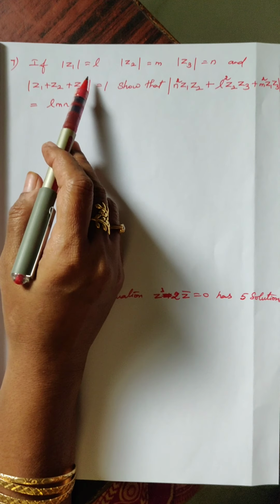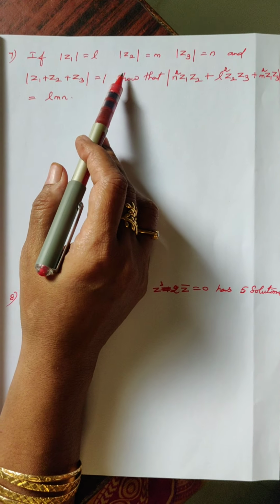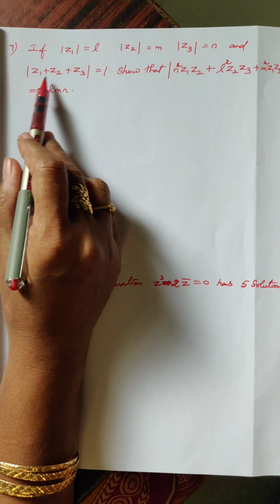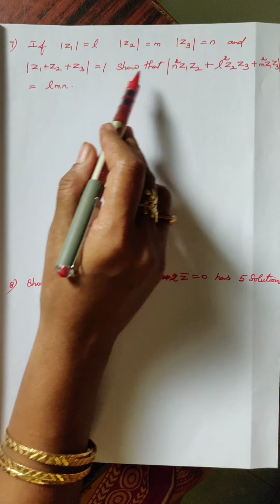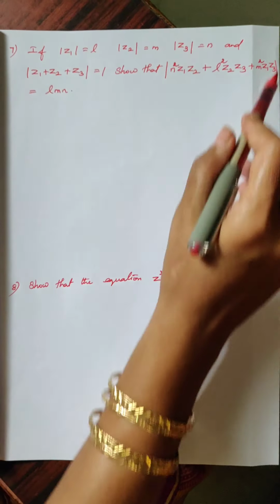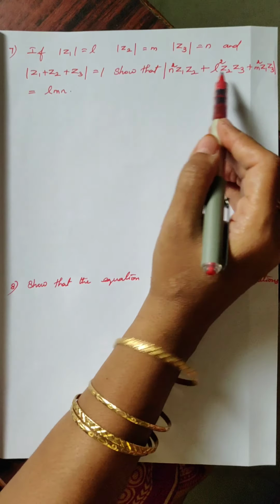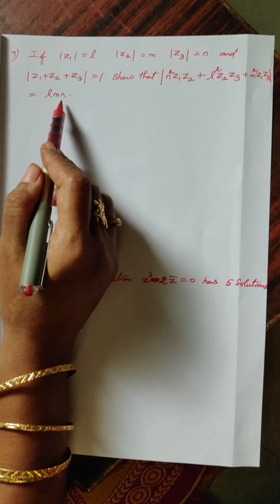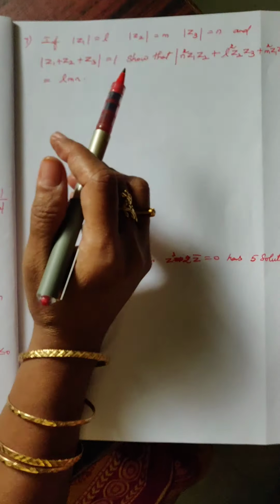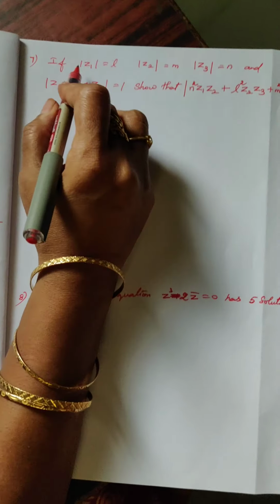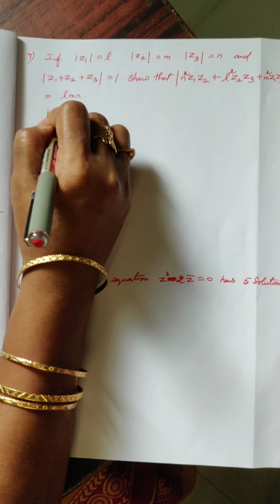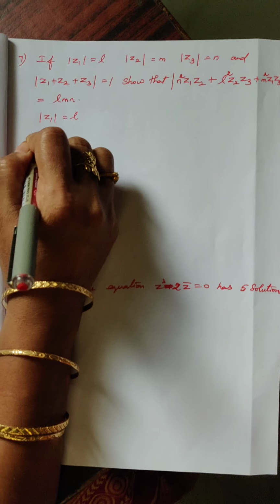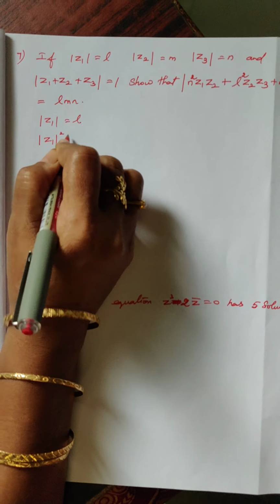If modulus of z1 is equal to l, modulus of z2 equal to m, modulus of z3 equal to n, and modulus of z1 plus z2 plus z3 equal to 1, show that, I am generalizing the result, n square z1 z2 plus l square z2 z3 plus m square z1 z3 equals l m n. How are you going to proceed with this problem? So what is the given information? Modulus of z1 is equal to l, so modulus of z1 square is equal to l square.